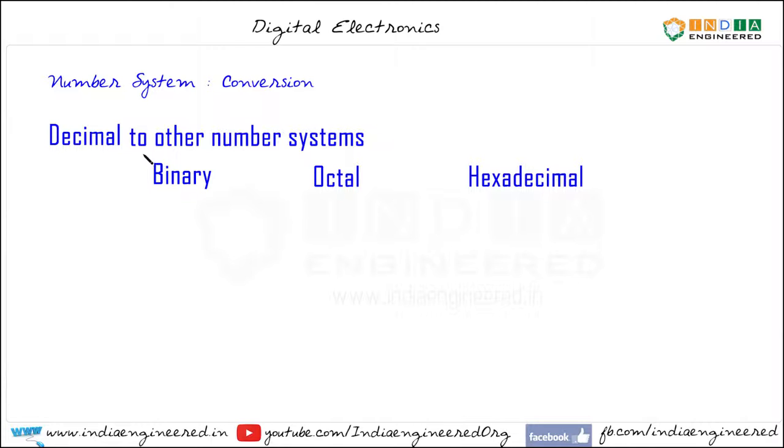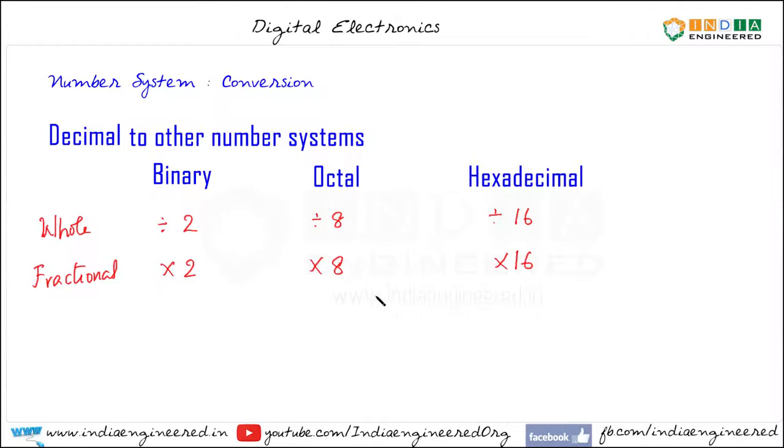So in order to summarize the conversion from decimal number to other number systems: for the whole number part, in binary we continuously divide by 2, for octal we divide by 8, and for hexadecimal we divide by 16. These numbers are simply the bases of the corresponding number systems. And for the fractional part, we multiply by 2 for binary, by 8 for octal, and by 16 for hexadecimal.